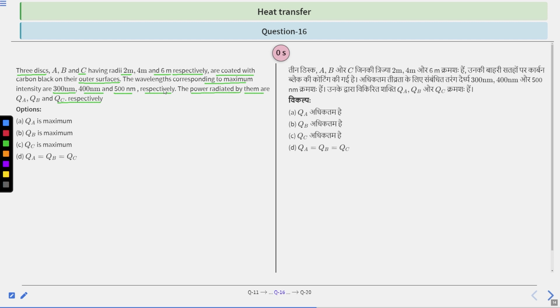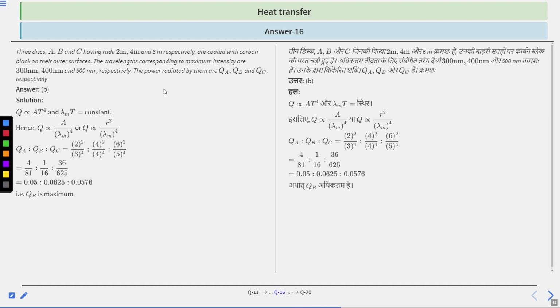Let's find a solution. Three discs A, B, C, having radii 2 meter, 4 meter and 6 meter respectively, are coated with carbon black on their outer surfaces. The wavelengths corresponding to maximum intensities are 300 nanometer, 400 nanometer and 500 nanometer. The question asks about the power radiated by them, QA, QB and QC.